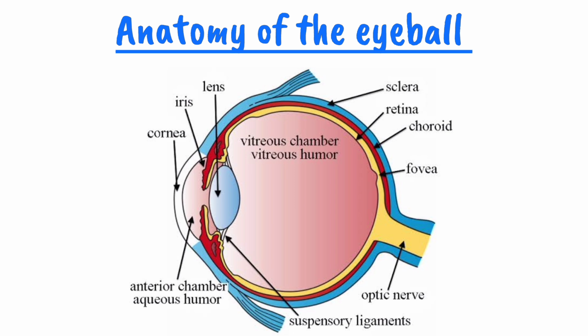So in conclusion, the human eye is a complex and intricate structure that enables us to perceive the world in vivid detail. From the protective outer layer to the light-sensitive retina, each component plays a vital role in processing vision.